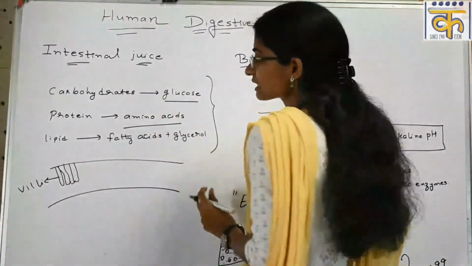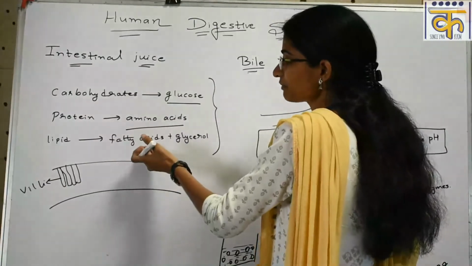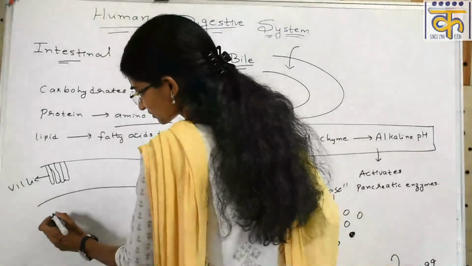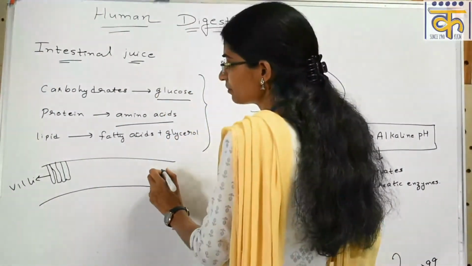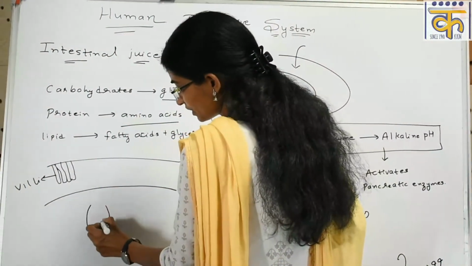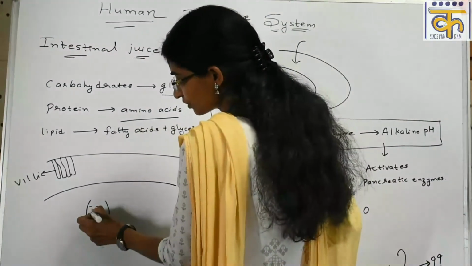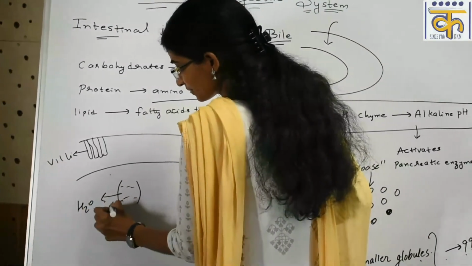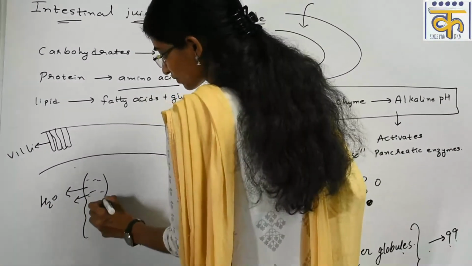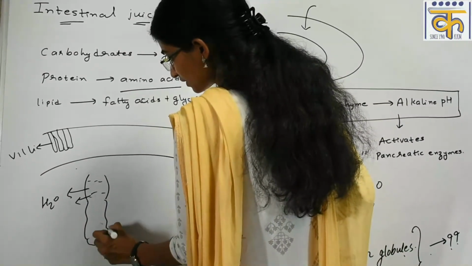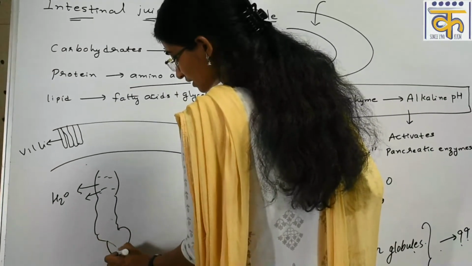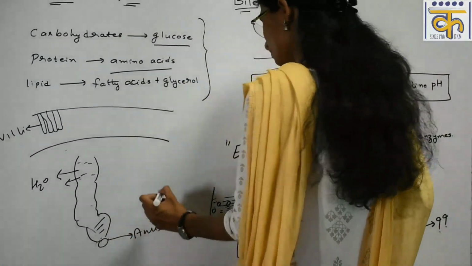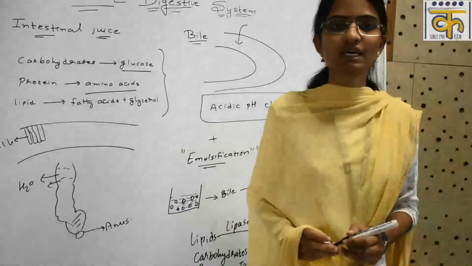Amino acid and glucose are absorbed as they are from the villi, but fatty acids have a complex mechanism which we will be studying in higher classes. Once they are absorbed and enter the blood, the rest of the waste material is passed on to the large intestine where excess water will be reabsorbed. Finally, from the large intestine, it will enter the rectum and will be ejected out via the anus. So that is the end of the human digestive system.